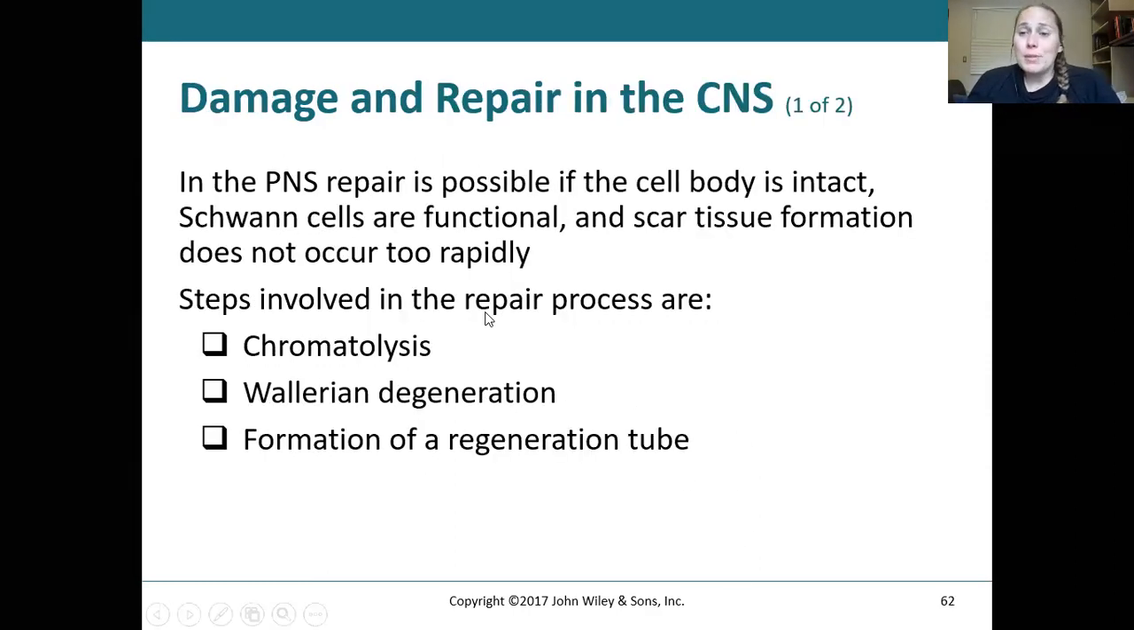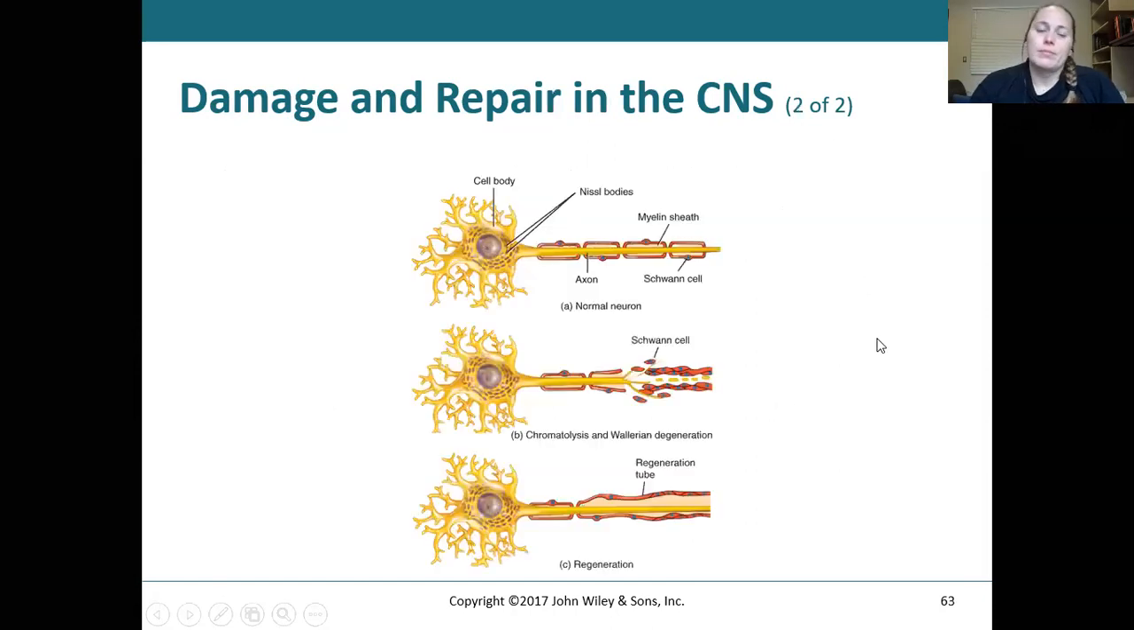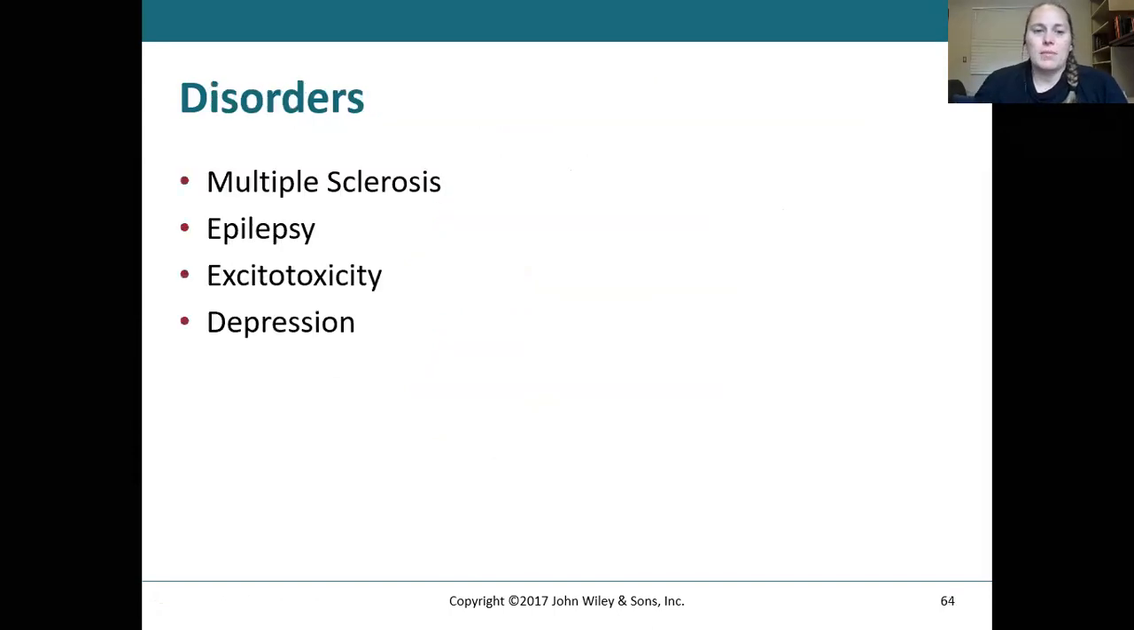Okay, damage and repair in the CNS. So the peripheral nervous system, like I said, is able to repair itself pretty easily. In terms of the repair process, we've got chromatolysis, Wallerian degeneration, and formation of the regeneration tube. We are not really going to talk about damage and repair too much, so again, I'm just going to pass on by this.